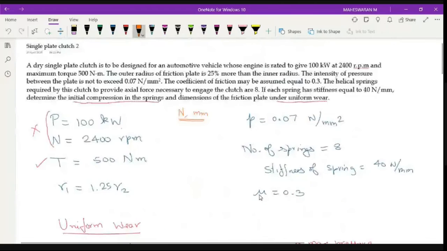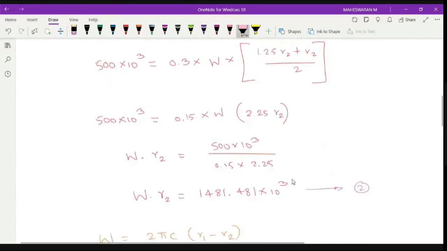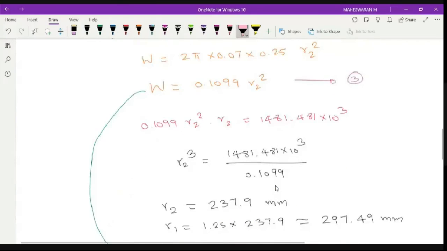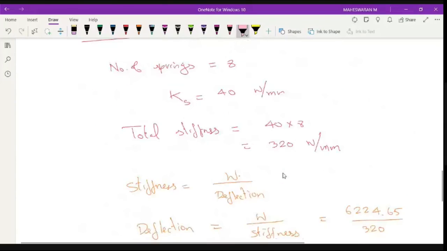So okay, now what are the data? We identified the initial compression is over. The dimensions of the spring wheel, that is also identified, which are R1 and R2, right? That also we identified. So any doubt on this?